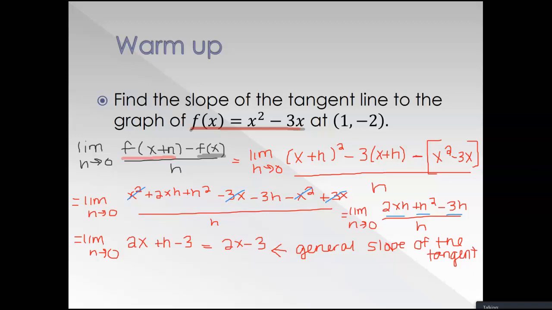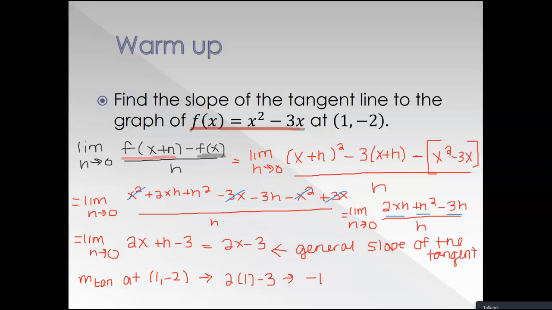This one asks me to find the slope of the tangent line at the particular point 1, negative 2. So the slope of the tangent at 1, negative 2 would become 2 times 1 minus 3, or negative 1. So the slope of the tangent at 1, negative 2 is negative 1.